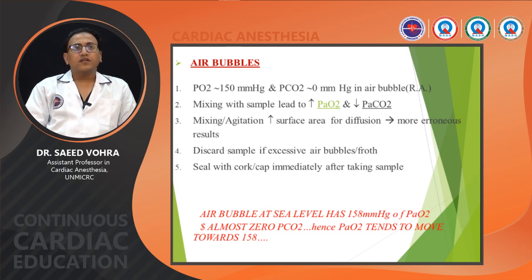Air bubbles. Normally, an air bubble contains a PO2 of around 150 mmHg and almost negligible CO2. So, mixing the sample with the air bubble moves the PO2 towards 150 mmHg and decreases the CO2 values. Mixing or agitation of the sample increases the surface area for diffusion, and hence more erroneous results will occur. Discard the sample if there are excessive air bubbles or froth, and seal with a cork or cap immediately after taking the sample.